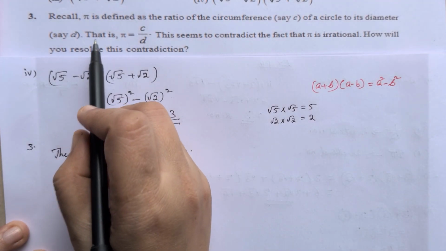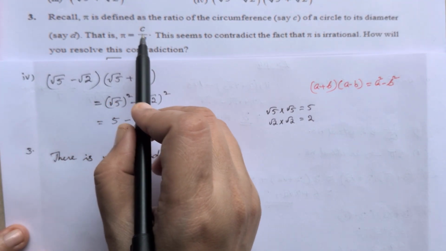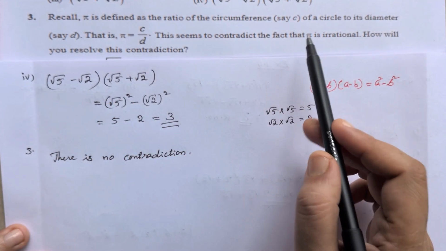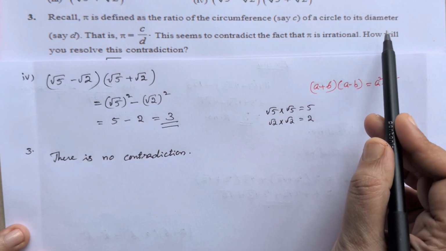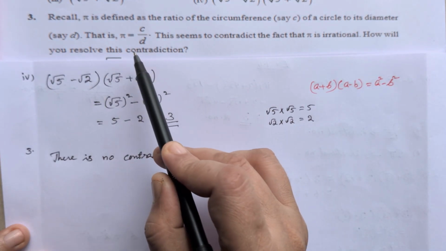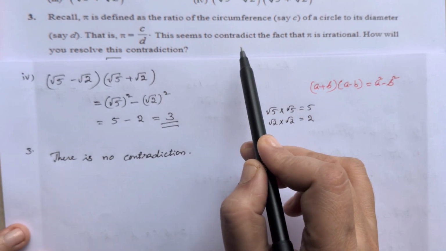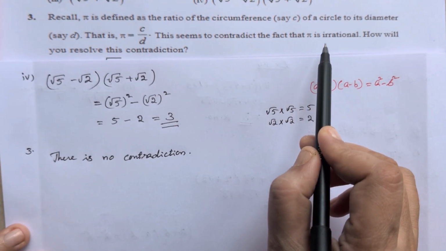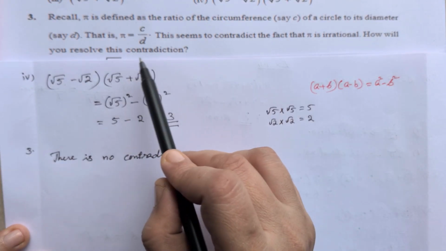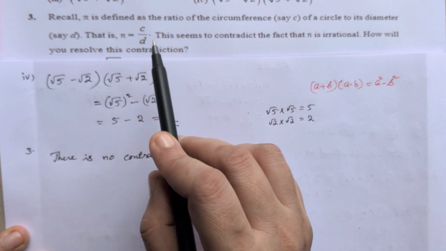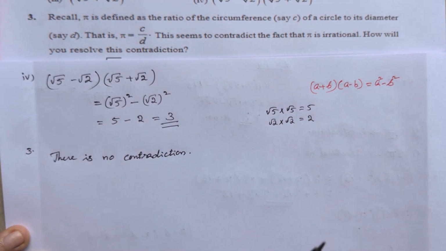Question number 3. Recall pi is defined as the ratio of the circumference, say C, of a circle to its diameter d. Then pi is equal to c by d. This seems to contradict the fact that pi is irrational. How will you resolve this contradiction? First of all, we can write that there is no contradiction.